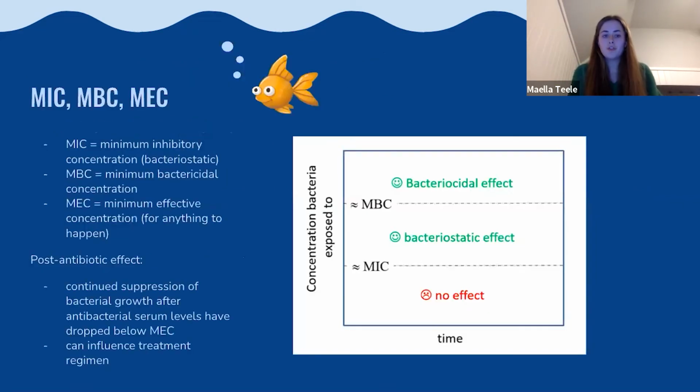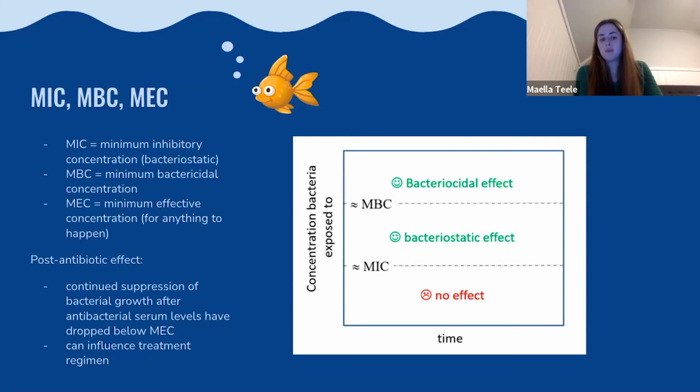So just a few terms to know. We've got our MIC, MBC, and MEC. So MIC is the minimum inhibitory concentration, and that's pretty much the minimum concentration at which bacteria stops growing. Anything below the MIC is not going to have any effect on the bacteria, so it's important to make sure that when you're prescribing an antibiotic that you're choosing something that is above the MIC at least, if you want a bacteriostatic antibiotic. And then you've got your MBC, so that's the minimum bactericidal concentration.